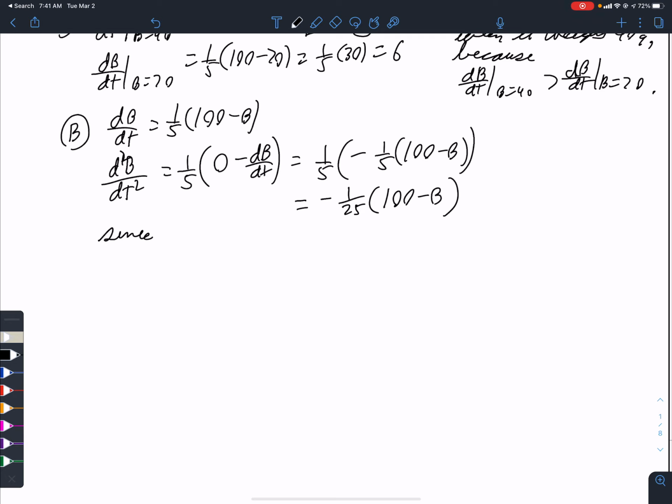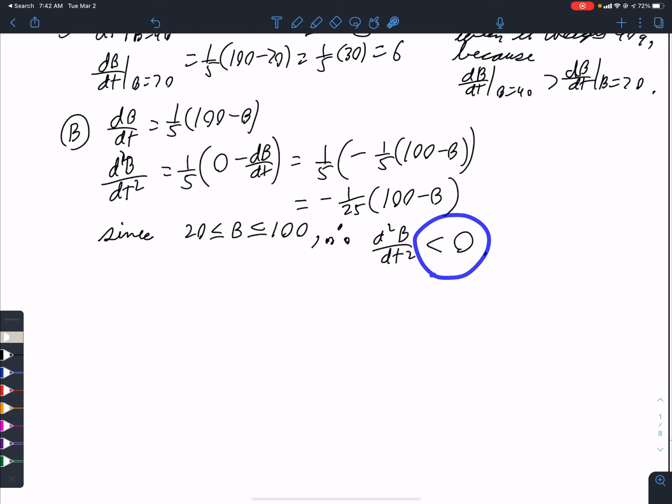Since b is between 100 and 20, the three dots like that mean therefore. Therefore, the second derivative is going to be negative. You can write less than 0, or you can say is negative, or equal to, I should say. So since that's true, if b is smaller than 100, it's going to be negative. If b equals 100, it's going to be 0, because that's negative in front.